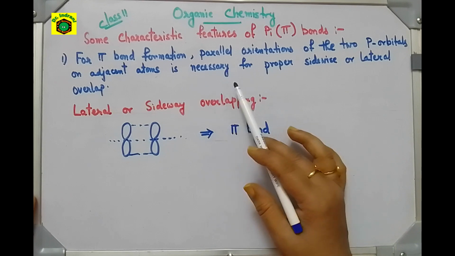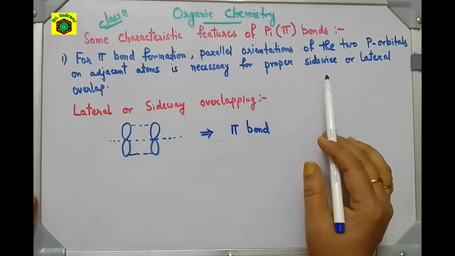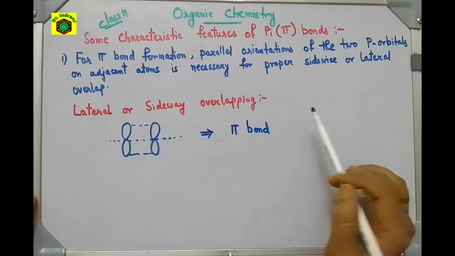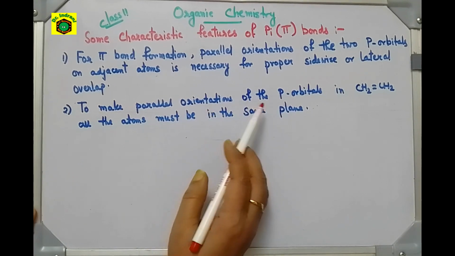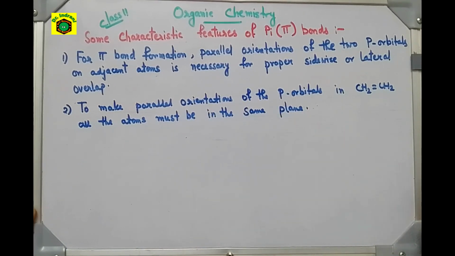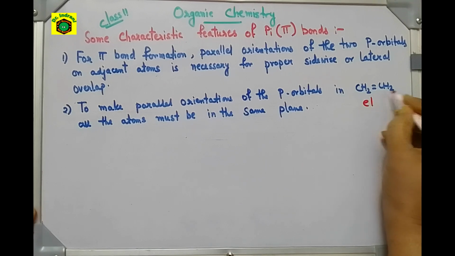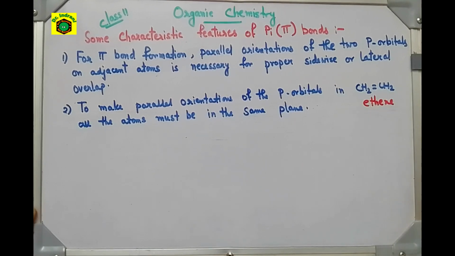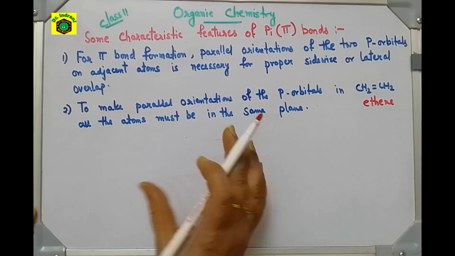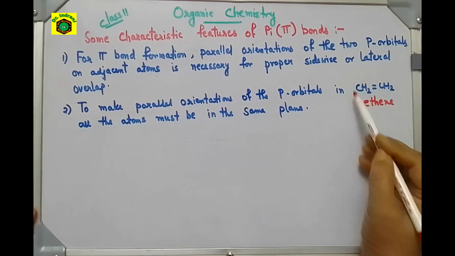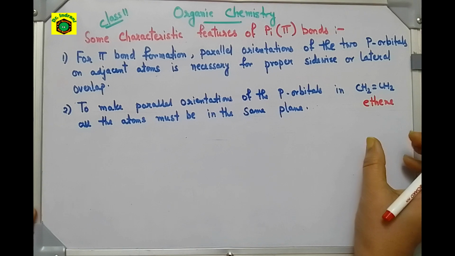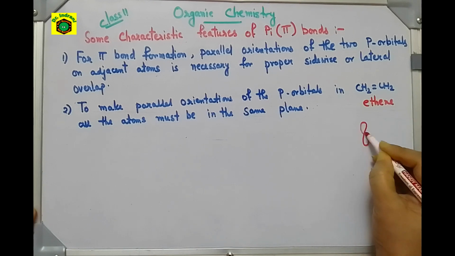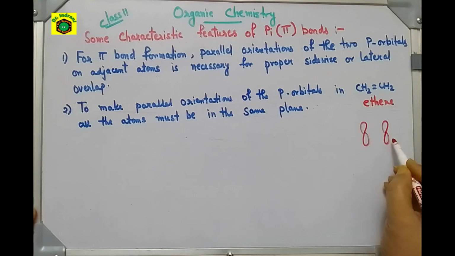Parallel orientation is necessary for what? For proper sidewise or lateral overlapping. Next point, to make parallel orientations of the p orbital in this ethene, C2H4, ethene, all the atoms must be in the same plane. If all the atoms involved here for double bond formation are not in the same plane, then these parallel orientations of the p orbitals will not be maintained.